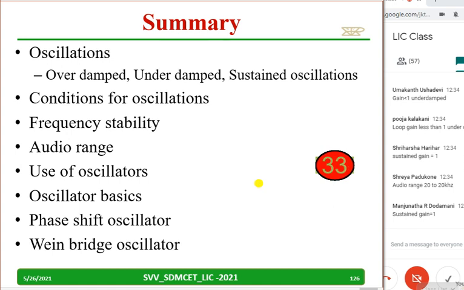Manjunath is typing. Good. And Sri Harsha has typed. Pooja Kalkani has typed. Audio range is 20 to 20 kilohertz. Pooja M. Patil has typed. Another 20 seconds I will wait. All of you type. Others also. And where we use oscillators, that also you can type. And the 15 seconds you have where we use oscillators. Audio range is 20 to 20 kilohertz.